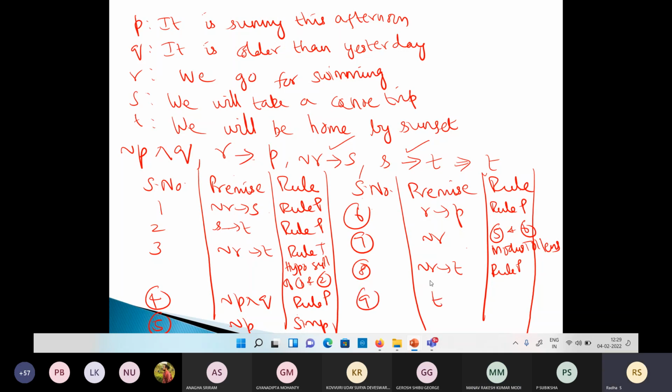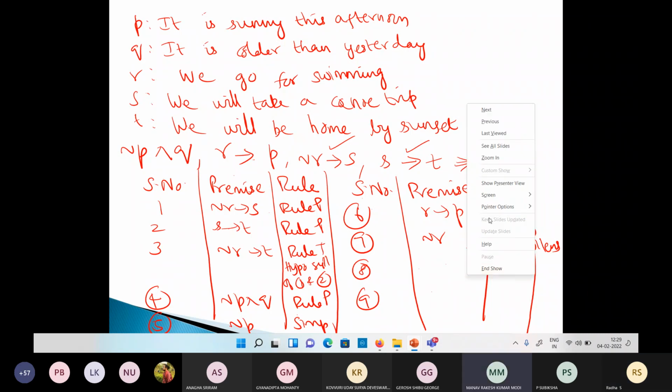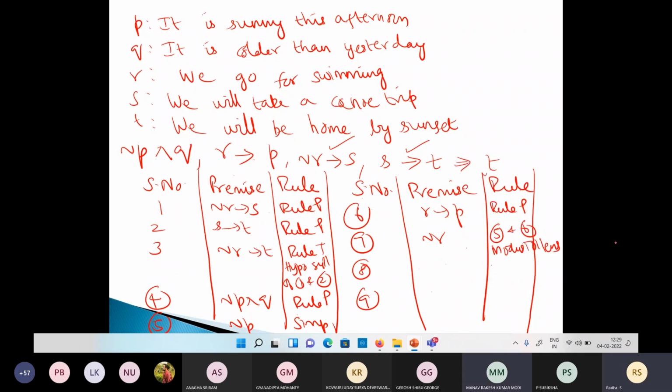Why should I take this here? That's what you said, T directly. Okay, ma'am, I'll remove this, not needed. Yes, 3 and 7, modus ponens. T from 3 and 7, modus ponens. Okay, this is the correct answer. If you want, you can write it.